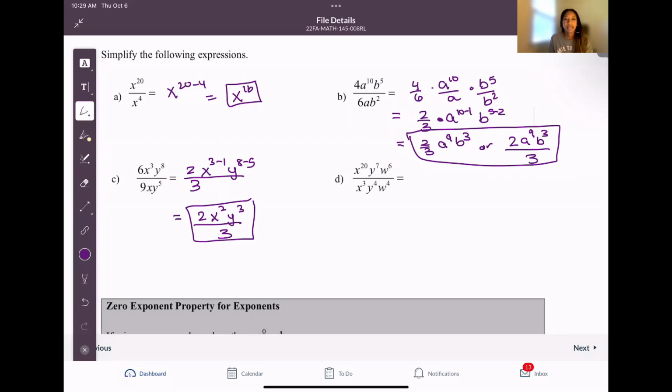All right, and then in the last problem, we have x's, y's, and w's. No constants out front that we have to worry about. So we'll just subtract the exponents for each variable. For the x's, we have x to the 20 minus 3. For the y's, we have y to the 7 minus 4. And for the w's, w to the 6 minus 4. That would simplify to x to the 17th power, y to the 3rd power, w squared.